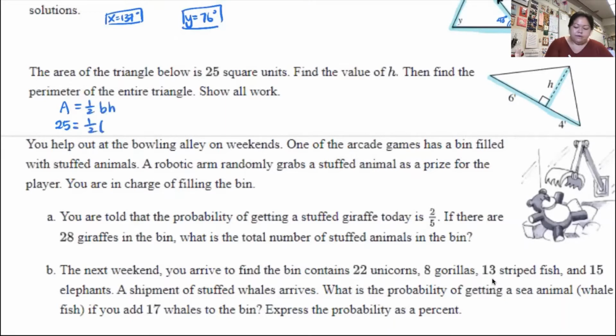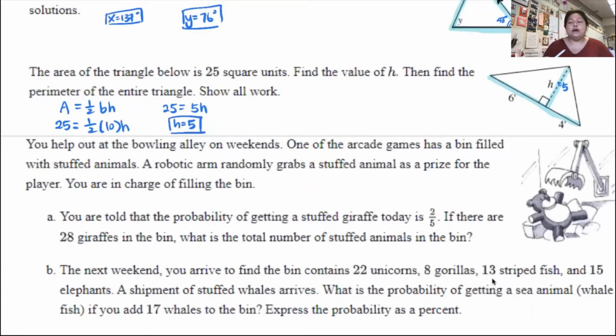So 1/2 base is 6 plus 4. It's the entire thing on the bottom. So it's 10 times h. All right, so that's 25 equals 5 times h. H equals 5. So h equals 5. Okay, so find the value of h. Good. Now find the perimeter of the entire triangle.